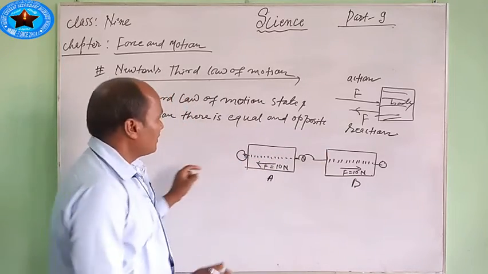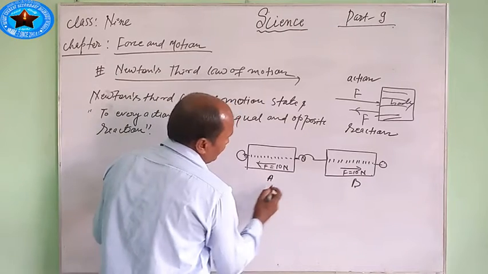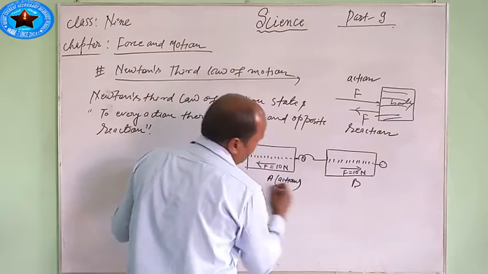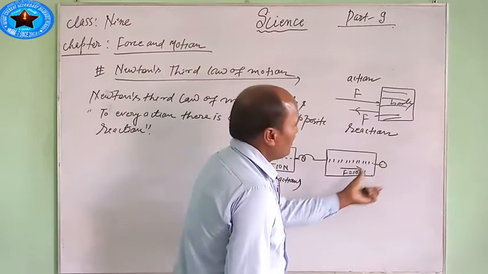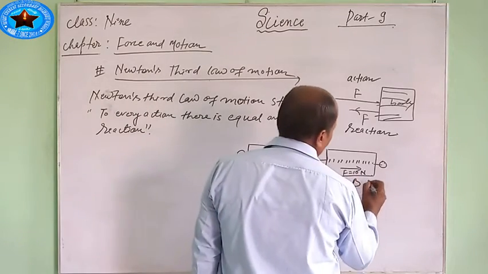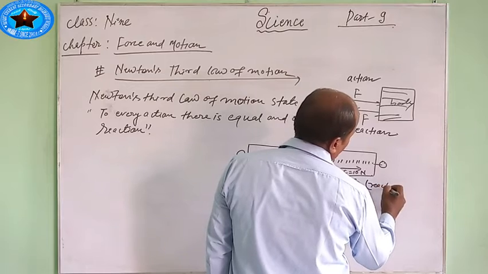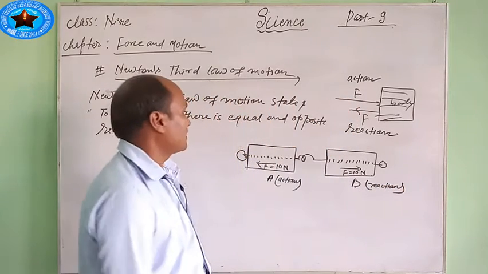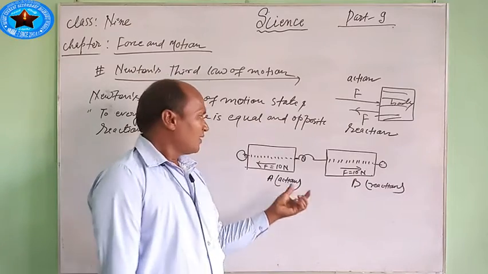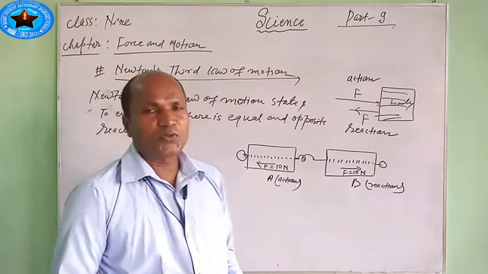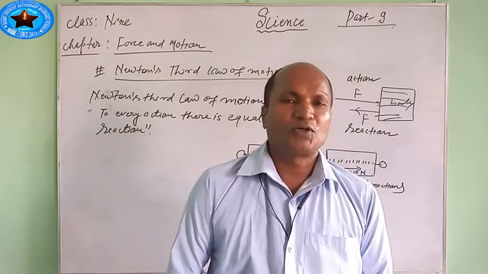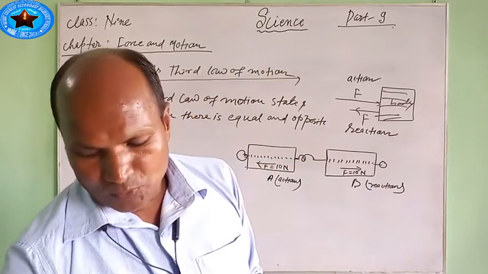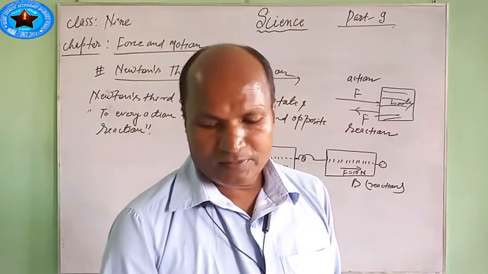It means this person pulling is the action. If person B, the other person, is pulling this, that is the reaction. Here both action and reaction are the same. This activity also clarifies Newton's third law of motion. And I will also give you a very good example of Newton's third law of motion.